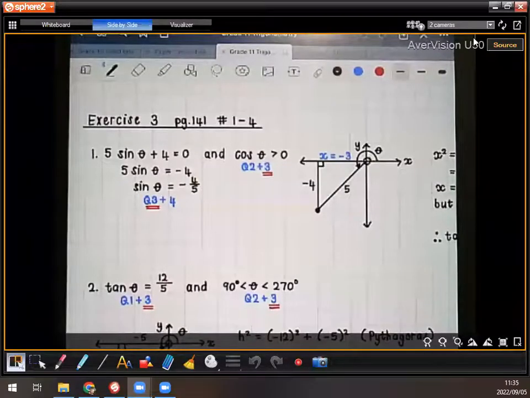On Friday, it was just figuring out which quadrant the triangle is in. Unfortunately, every single one of these questions was in quadrant 3, hey? It's a bit irritating. Sorry, I didn't realize that when I gave them. It's not always going to be in quadrant 3, guys.